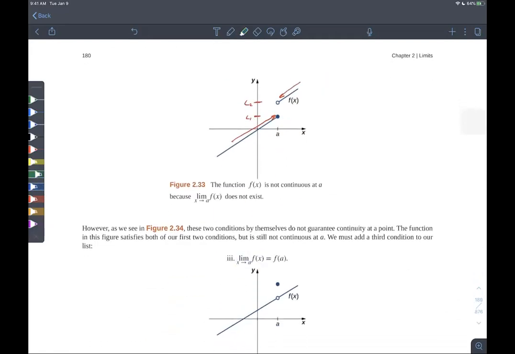So the limit, this is the limit that has to exist from condition 2, and the defined value at x equals A of the function f, not only must they both exist, but they both need to be equal to each other. Okay.